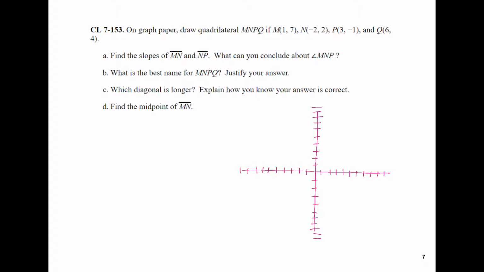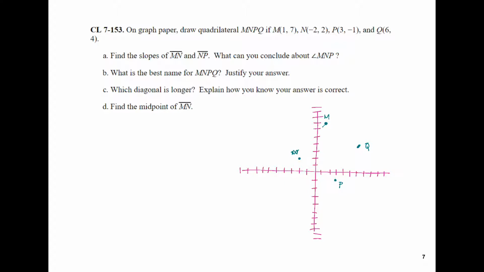Question 7-153 says, on graph paper, draw quadrilateral MNPQ if M is 1, 7, over 1 up 7, N is negative 2, 2, P is 3, negative 1, and Q is 6, 4. It then said, find the slope of MN.